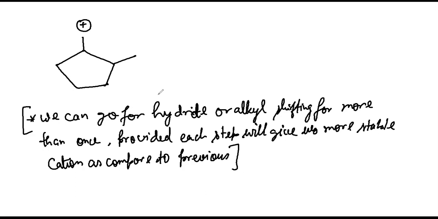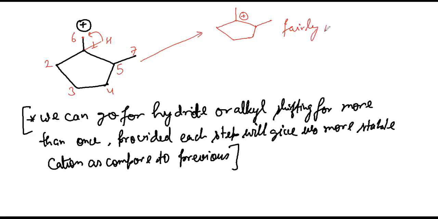Have you drawn the most stable carbocation here? So I'm writing 1, 2, 3, 4, 5. Let's say it is 6. Let us say it is 7. So there are again two options. You can shift hydride. Once you shift hydride, you'll get this. And it is fairly stable. I'm not saying it is unstable, it is fairly stable, but you can get more stable than that.